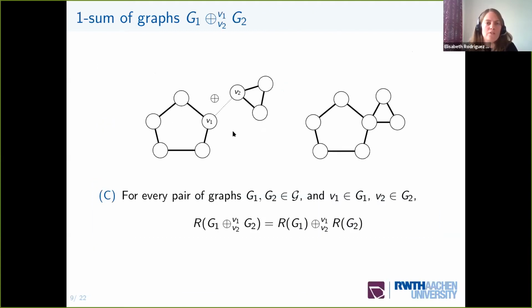Here we have an example. So if this is our graph G1, our graph G2, nodes V1 and V2, this would be the one sum of these graphs. And this condition says that when we apply our formulation R to this graph here, it is defined as the formulation R of G1 and the formulation R of G2, where we identify these two variables. If you're looking at the paper, you will see that there is an extra condition, but I don't mention it here because we recently understood that that extra condition was not necessary.